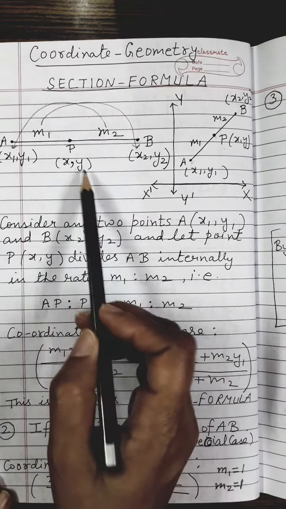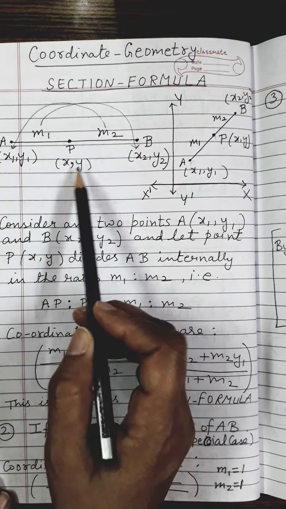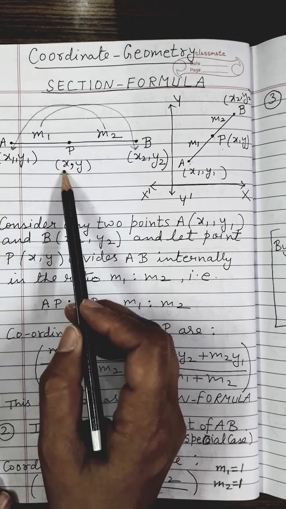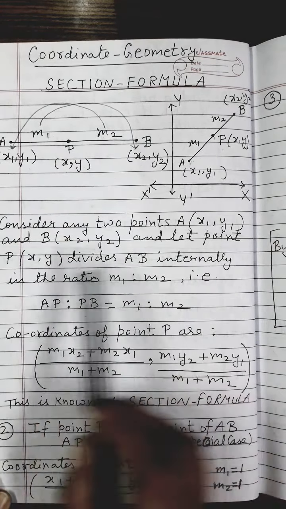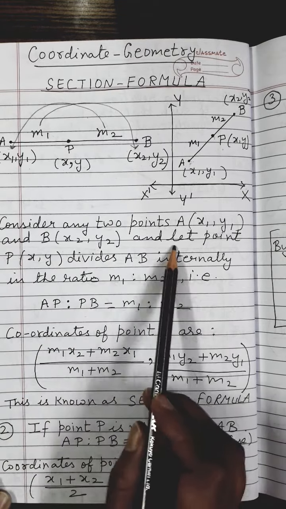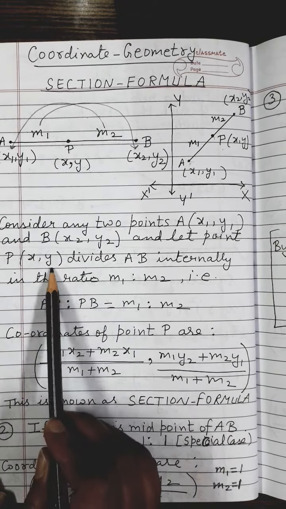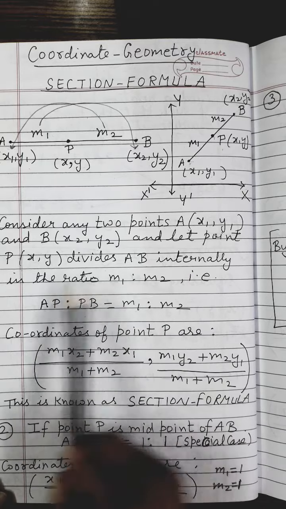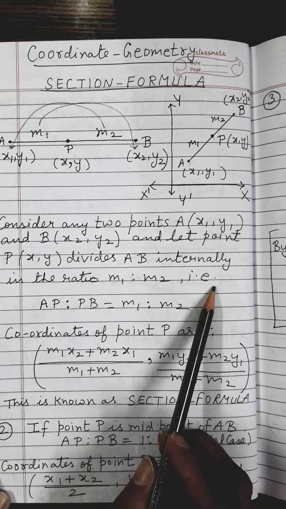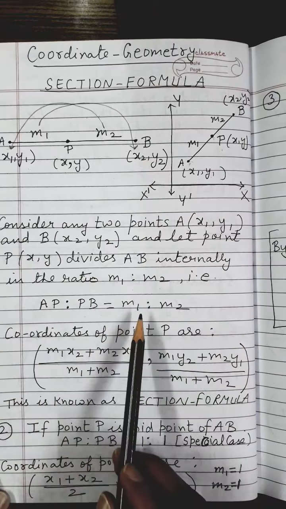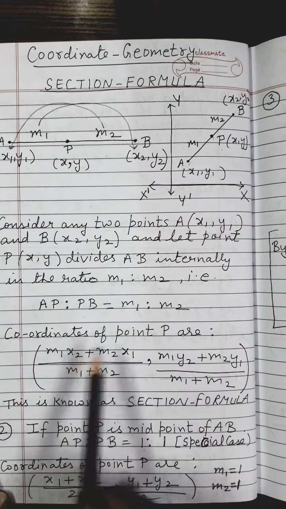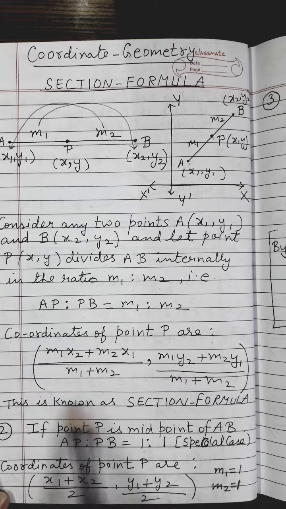I want to know the coordinates of point P. So I have already assumed the coordinates as x comma y. We will try to find the values of x and y. So I write: consider any two points A x1 comma y1 and B x2 comma y2 and let point P x comma y divide AB internally in the ratio m1 is to m2, that is AP is to PB. This ratio is m1 is to m2. Then the coordinates of point P are given by this formula.